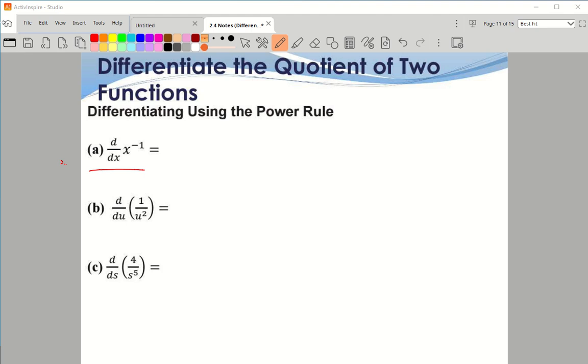Anyway, so I'm going to rewrite this right here. I'm basically taking the function here, and I'm taking the derivative of the function in terms of x. So sometimes you're going to have different variables, like on the second one, I'm going to take the derivative of the function in terms of u. There's my du. The third one, taking the derivative in terms of s.